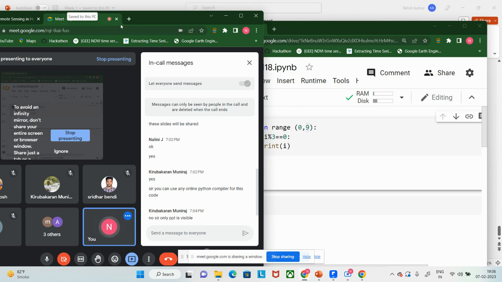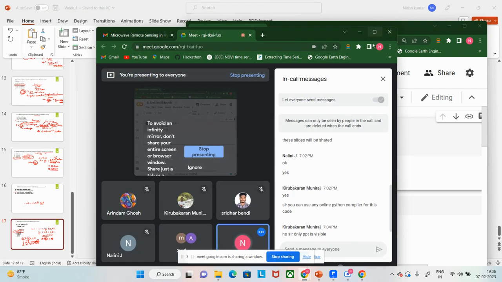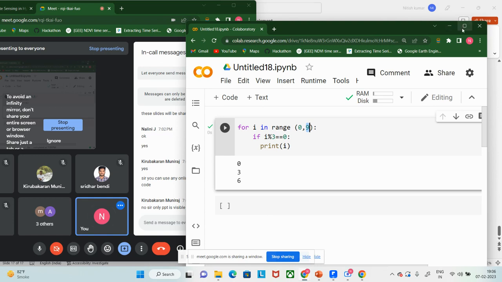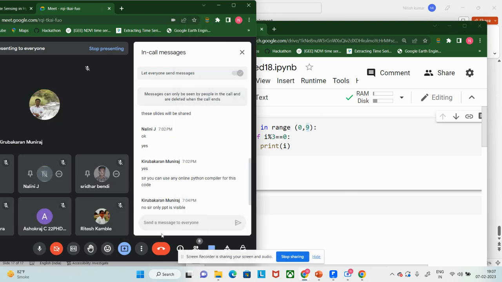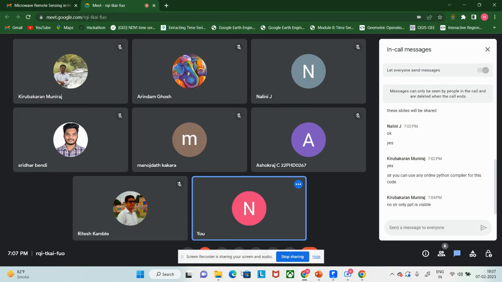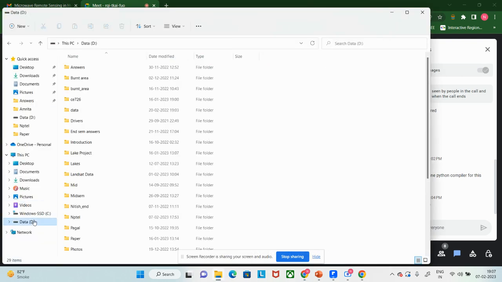So does anyone have any other doubt till here? Otherwise, I will give you a little bit of Google Earth Engine. So I will open that Google Earth Engine.